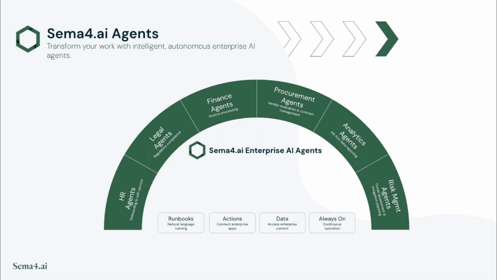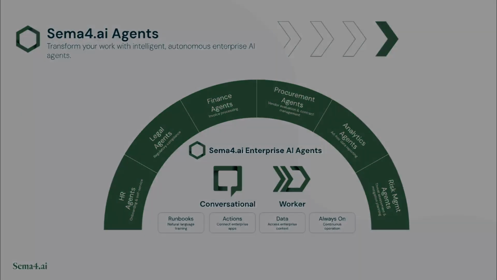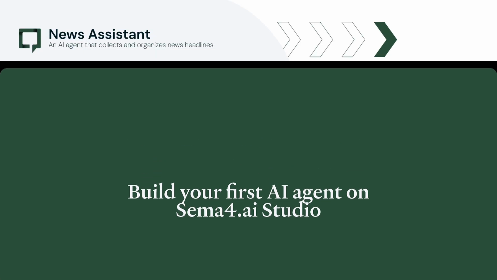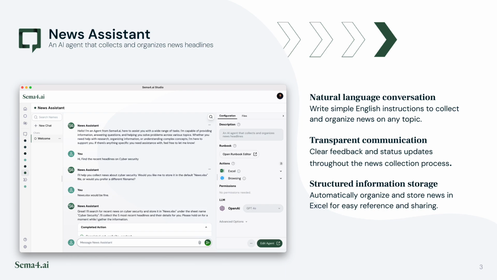There are two types of AI agents that you can build in the studio: conversational agents and worker agents. Today, we will build a conversational agent. Think of this as your hello world for AI agents, a simple yet powerful introduction to the world of Sema4.ai Studio. Our example won't require access to enterprise applications, making it accessible for anyone to build. However, keep in mind that this is just the tip of the iceberg. As you progress, you'll discover how to create more sophisticated agents that can integrate with your existing business systems and perform complex, valuable work. Let's meet our first agent, the News Assistant.